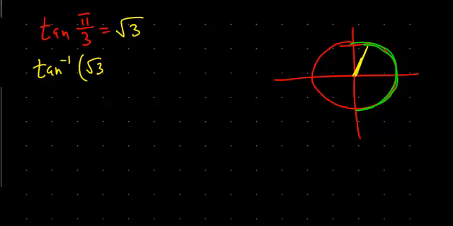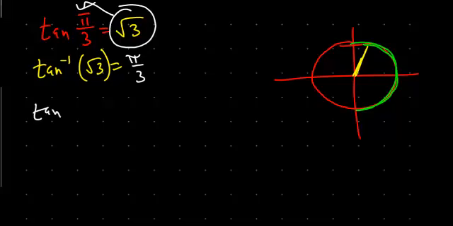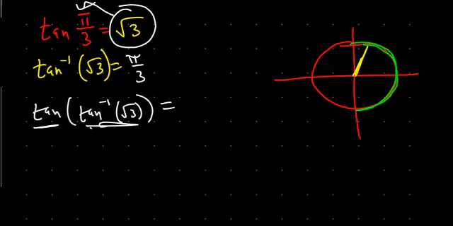well, again, the inverse function takes the output root 3, sends it back home, and equals pi over 3. So if we look at the tangent of the inverse tangent of root 3, the inverse tangent of root 3 gives me an angle such that its tangent is root 3. Then you plug it into the tangent, so that equals root 3.